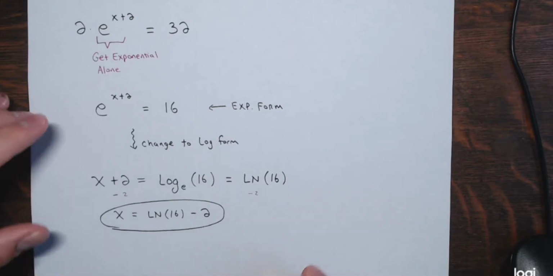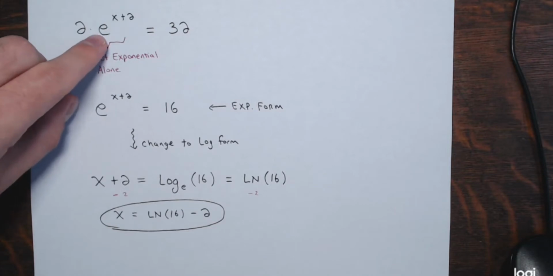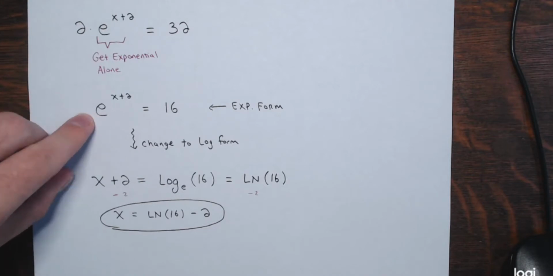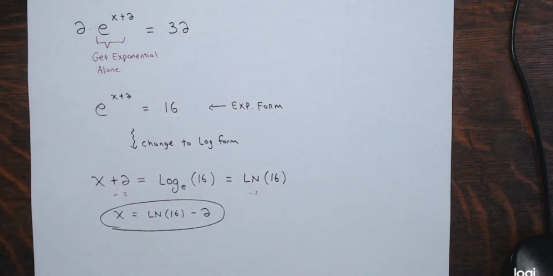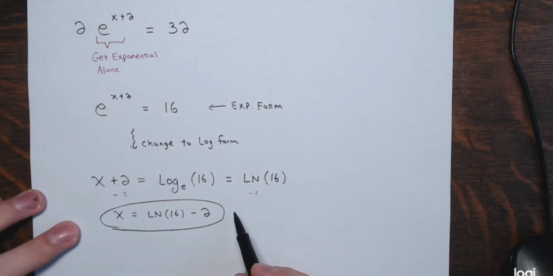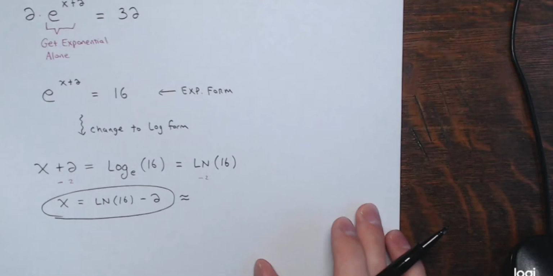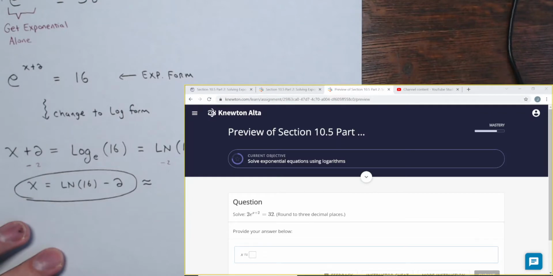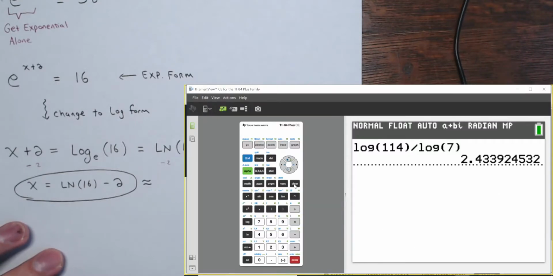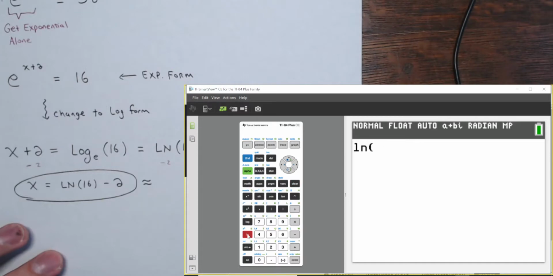So in these equations where there's a little more involved, first you've got to get that base and exponent with the variable, get that exponential statement alone, nothing around it, and then change to logarithmic form and then solve for x. So it's just got one little extra step. Then I'll punch this in my calculator, and we're asked to round our solution to 3 decimal places. So we have the natural log of 16, and then minus 2.